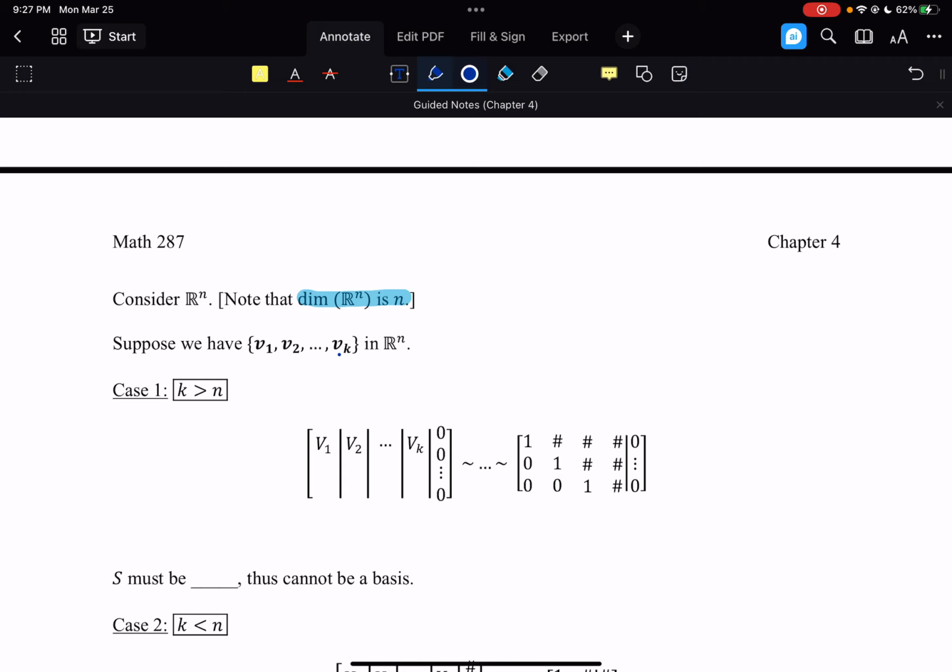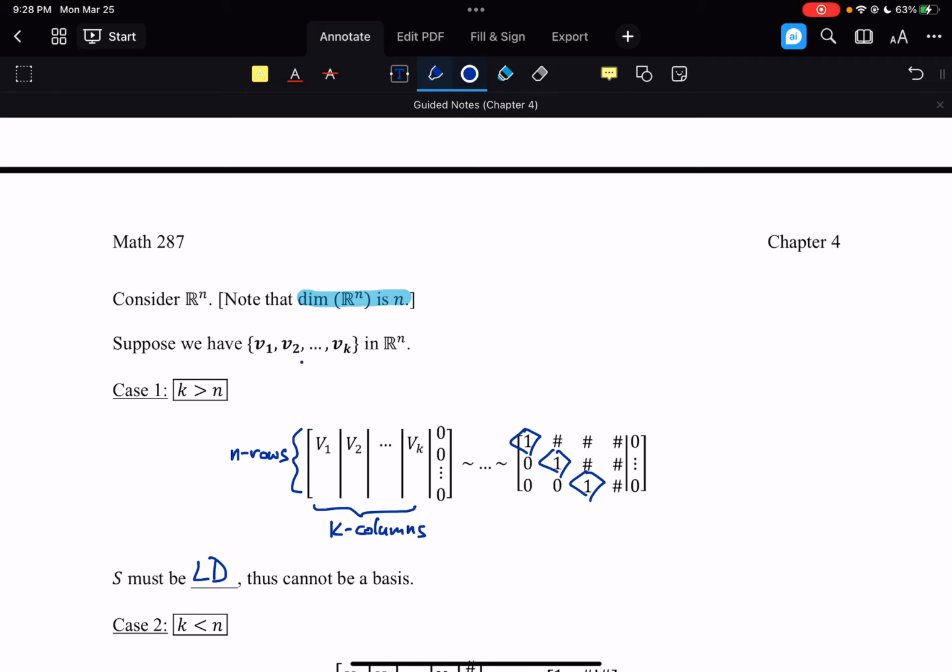Suppose we have a set of vectors v1 through vk in Rn. If we have the case where k is greater than n, so the number of vectors that we have is greater than the dimension of the vector space, so we have k columns and we have n rows. If k is greater than n, as we row reduce this, even though we get pivots in these columns, there will still be leftover columns that we can't possibly put a pivot in because there's too many columns. So if k is greater than n, there's too many vectors here to make one unique solution. And so if this is all equal to the zero vector, this means that the set must be LD.